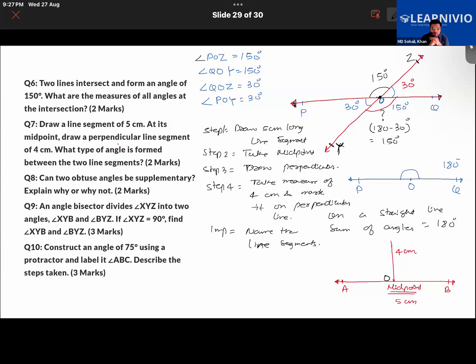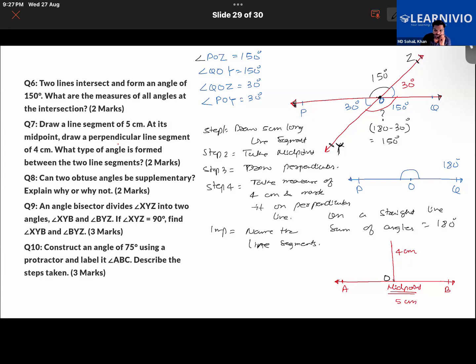Sir, I'm done. Then show it to me. Let me zoom it first. Oh, the arrows are too big. Anyways, good. You have taken the exact measurement of 5 centimeter and 4 centimeter, na? Yes, sir. Okay, good. Just try not to draw the arrows too big. Keep it small.